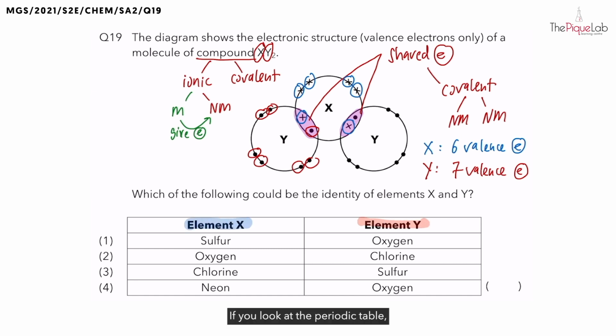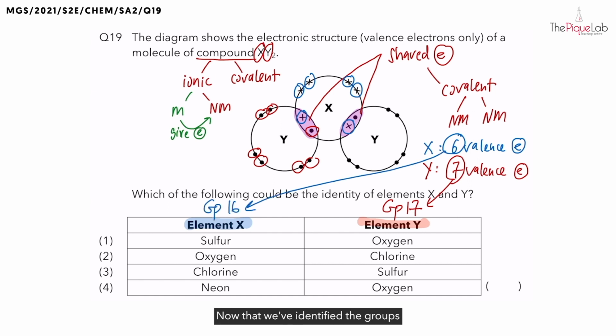If you look at the periodic table, is it the group or is it the period that tells us the number of valence electrons that elements have? The group tells us the number of valence electrons an element has. If Y has 7 valence electrons, which group does Y belong to? Y belongs to group 17. Since X has 6 valence electrons, which group should X be? X should be from group 16.